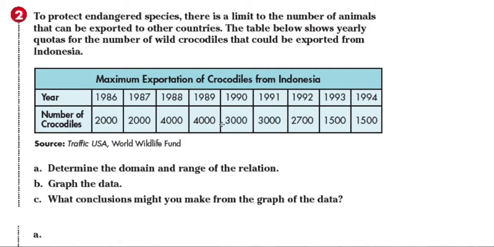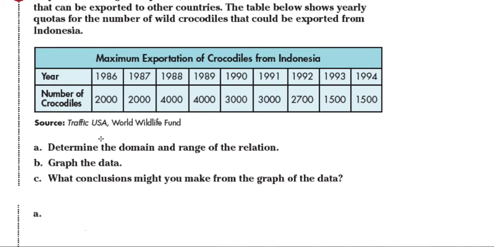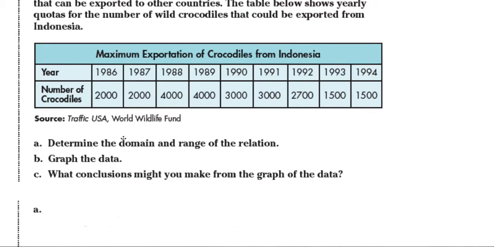So letter A, determine the domain and range of the relation. Again, this is a relation simply because the two factors, year and number of crocodiles, are related to each other, in terms of how the number of crocodiles is dependent on the year. Letter B, graph the data. And letter C, what conclusions might you make from the graph of the data?